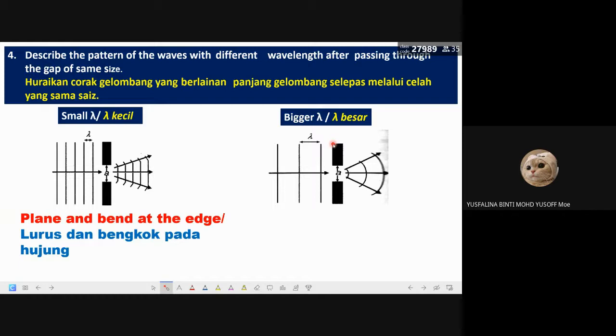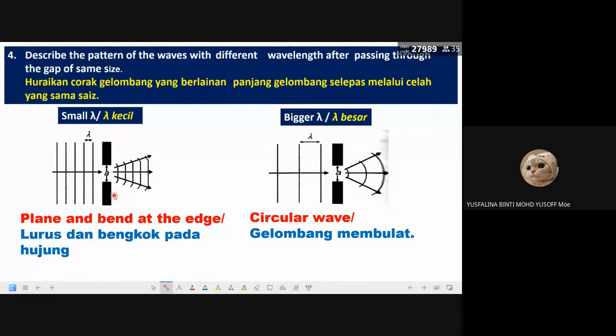It says here, describe the pattern of waves with different wavelengths after passing through a gap of the same size. Here they use the same size of gap, but they increase the wavelength. This one uses a small wavelength, this one a bigger wavelength. The small wavelength will produce plane waves bent at the edge, but if they increase the wavelength, they produce circular waves.